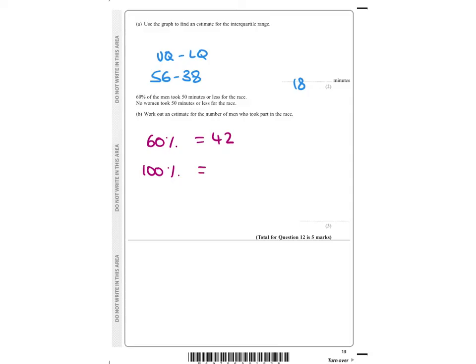Now, there are many different ways you can do this, but what you could do is divide both sides by 60 and multiply by 100, because that would essentially give you 1%. So divide by 60, multiply by 100. We're then going to get 100% equals 70. Now again, you're going to get method marks for drawing on the graph, so please make sure that they can see. If they can see a complete method, then that's going to give you more method marks.